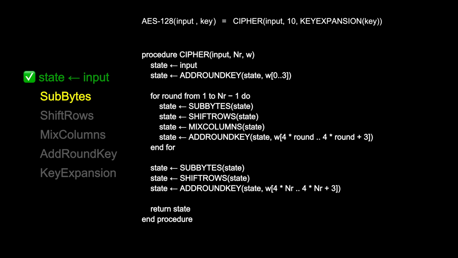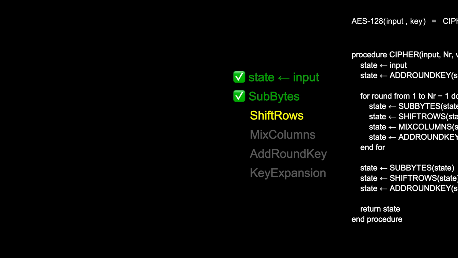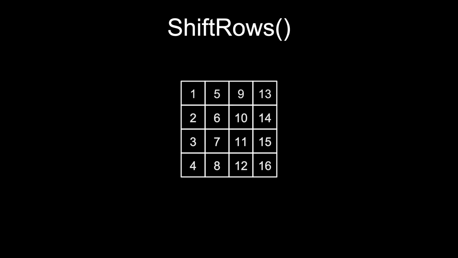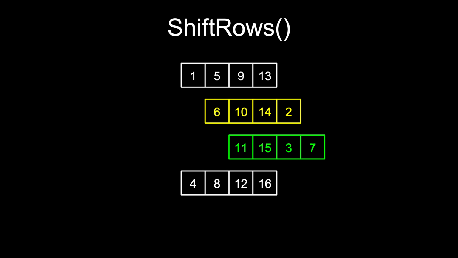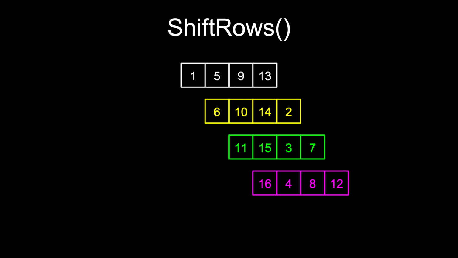The next method for diffusion is ShiftRows. This is the most straightforward one. It shifts each row by a different offset. The first row has no shift, the second row shifts 1 cell, the third row shifts 2 cells, and the fourth row shifts 3 cells.